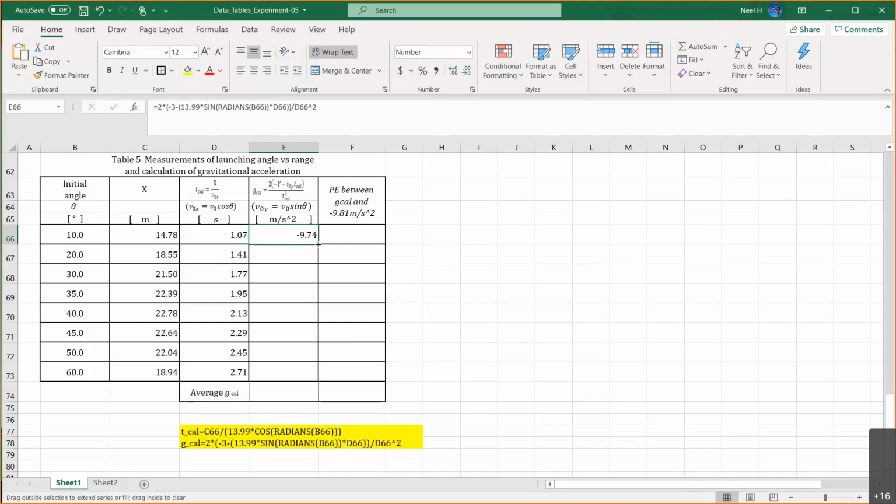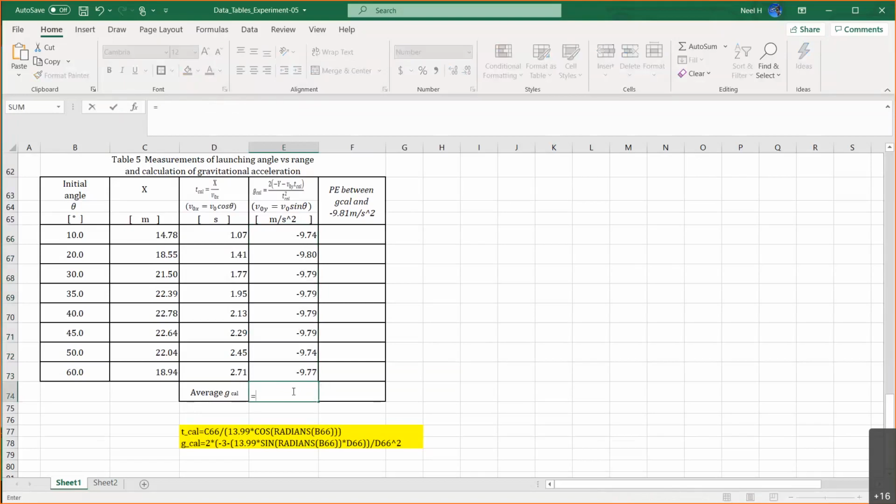Then let's click and drag E66. Then we have all the data. If I have many calculations, usually we would like to do an average: equals AVG, the average function, select the data range E66 to E73. So I have the average 9.78, okay. And then let's do the percentage error. Let's do this function also. All the different types of function for each table you have to collect. This is for Gcal, AVG, the Gcal average function.